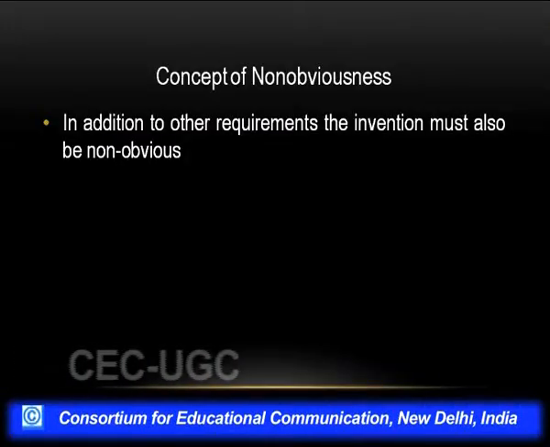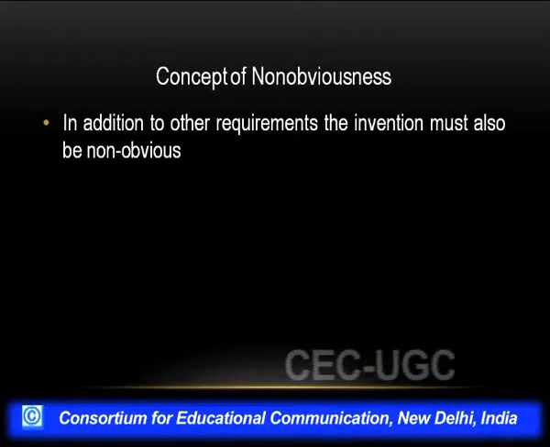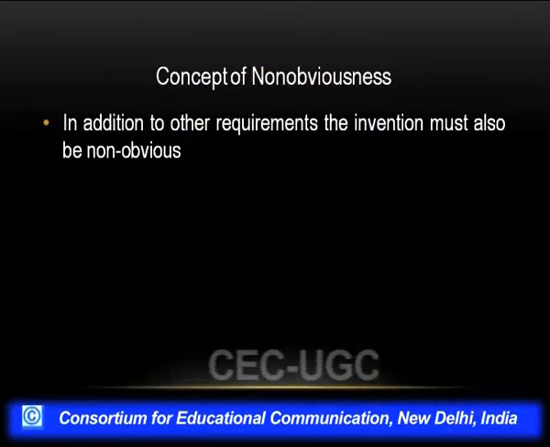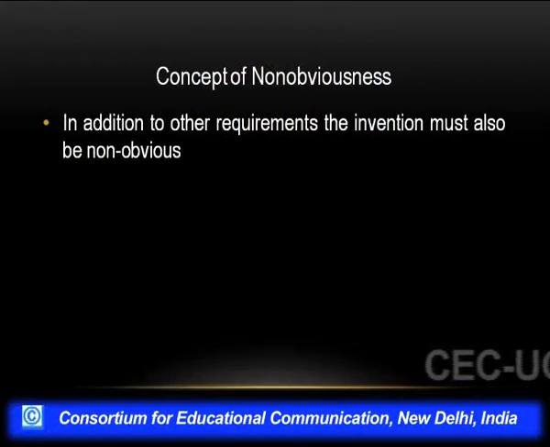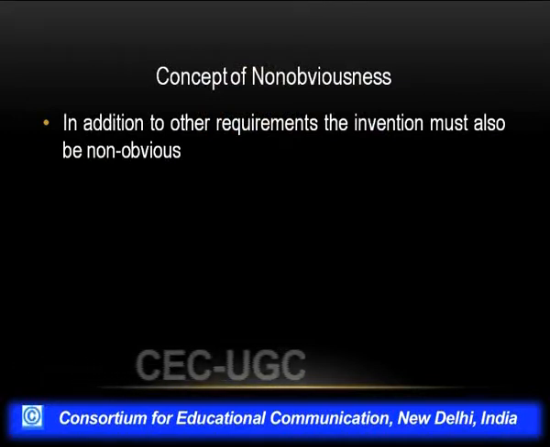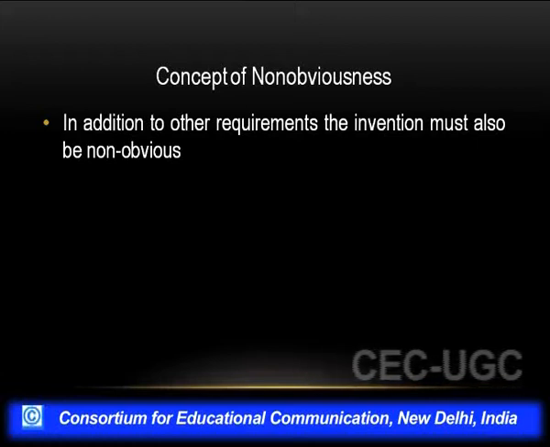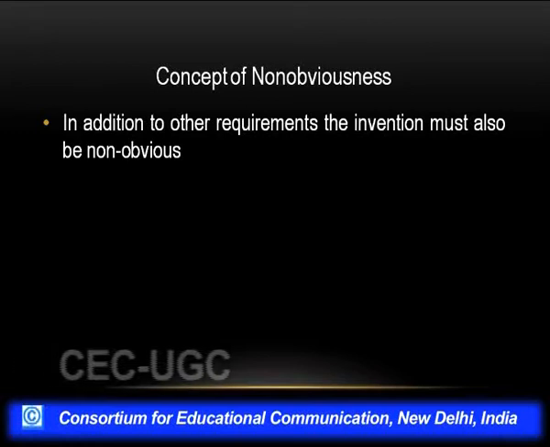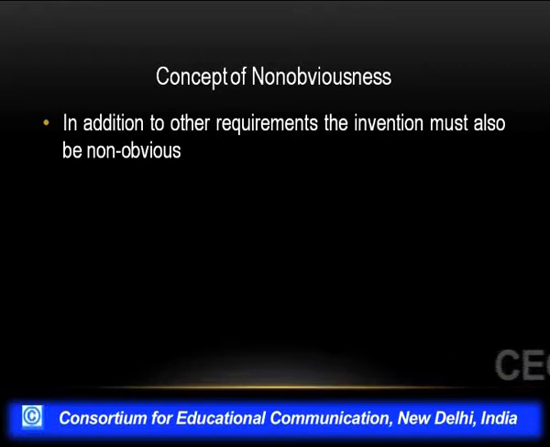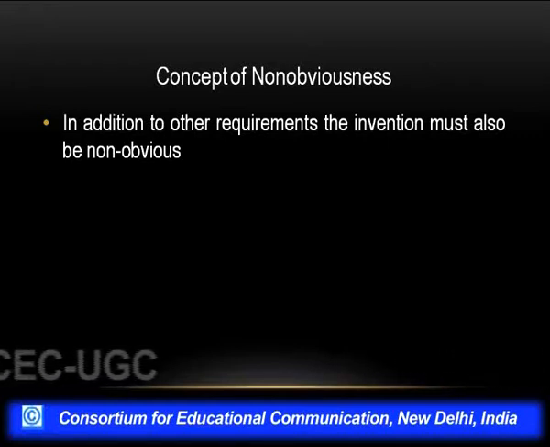The concept of non-obviousness comprises the following things to be understood by all the viewers. In addition to other requirements in the form of novelty and utility, there is one requirement which is called the most important, most stringent requirement, that is non-obviousness. The invention must be non-obvious too for getting the patent. If it lacks the qualification of being non-obvious, it cannot be given a patent.